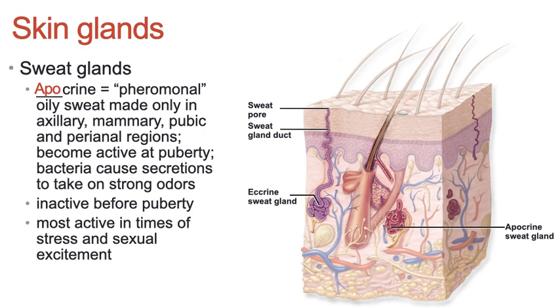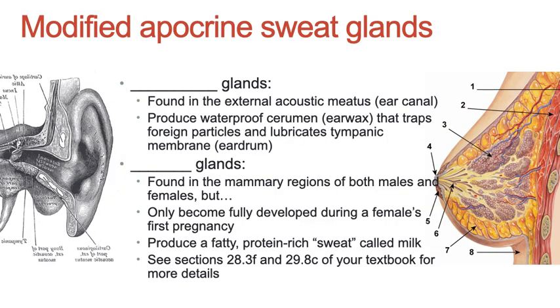Interestingly, in mammals, apocrine sweat contains pheromone-like compounds to attract other organisms. This includes humans. A study of human sweat has revealed that there are differences between these components in men and women's apocrine secretions, as well as the bacteria that are located near them. Moving on, we also have modified apocrine sweat glands, and this includes your ceruminous glands. These are found in the external acoustic meatus, the ear canal. They produce that waterproof cerumen, which we call earwax, and that traps foreign particles and lubricates the tympanic membrane.